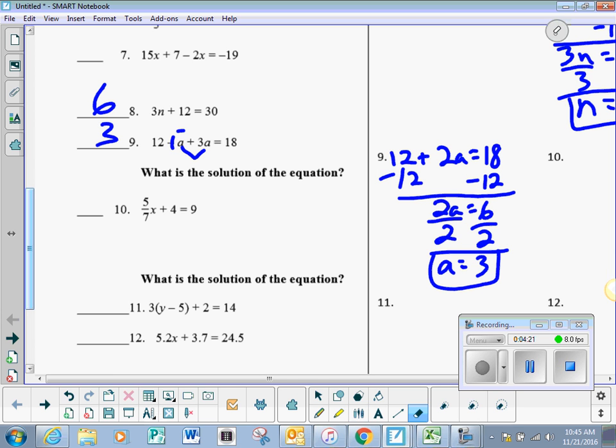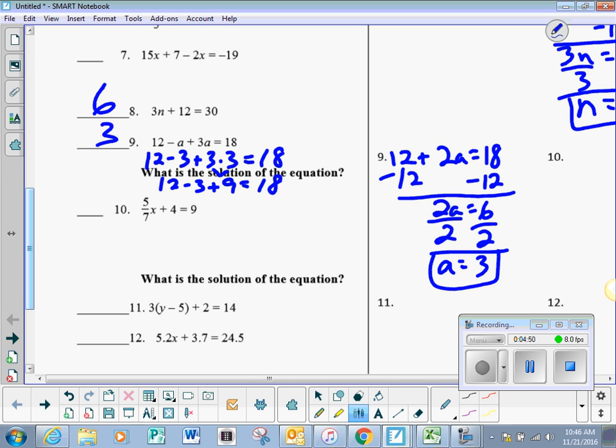What does plug and chug to check mean? It means I'm going to replace A with 3. Okay, so I'm going to do order of operations. So 12 minus 3 plus 9 equals 18. Is that true? 12 minus 3 is 9, plus 9 is 18. So I know I'm right when I turn it in because I checked it. That's what it means.